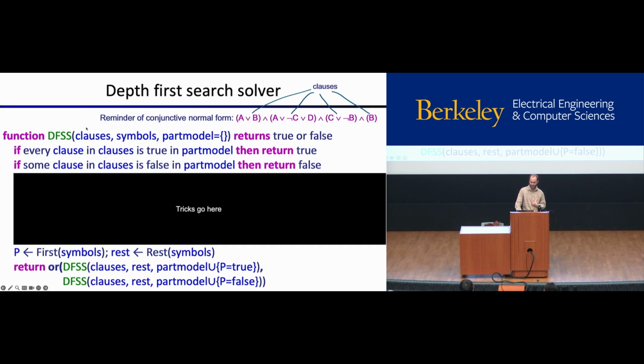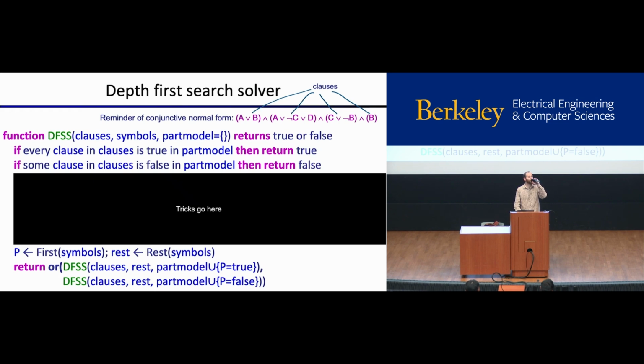So we have our clauses. This would be a set like A or B, and A or not C or D. Our third clause is C or not B. Our fourth clause is just B. Then we have our symbols, A, B, C, D. And then we have a partial model. The first time we call this, the partial model is going to be empty. A partial model is an assignment of values to some variables. A whole model is an assignment of values to all variables, but we're going to be dealing with partial models that we construct over the course of this algorithm.